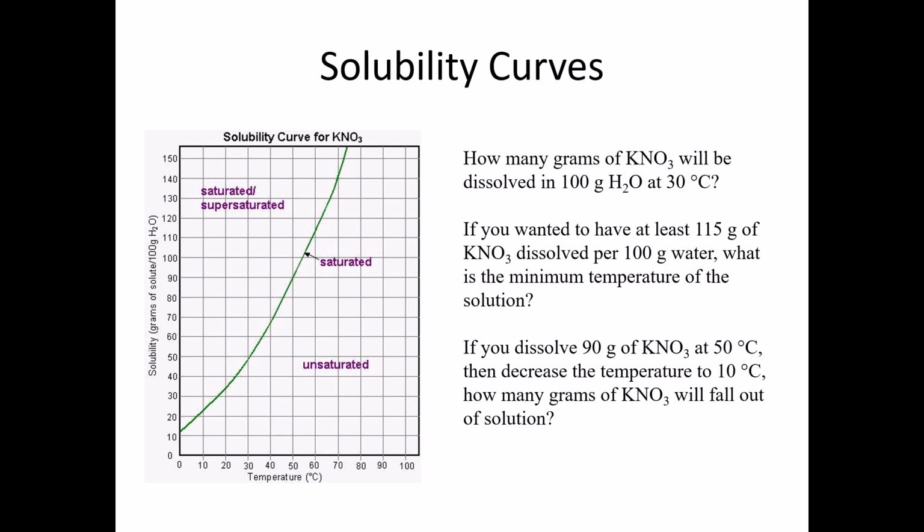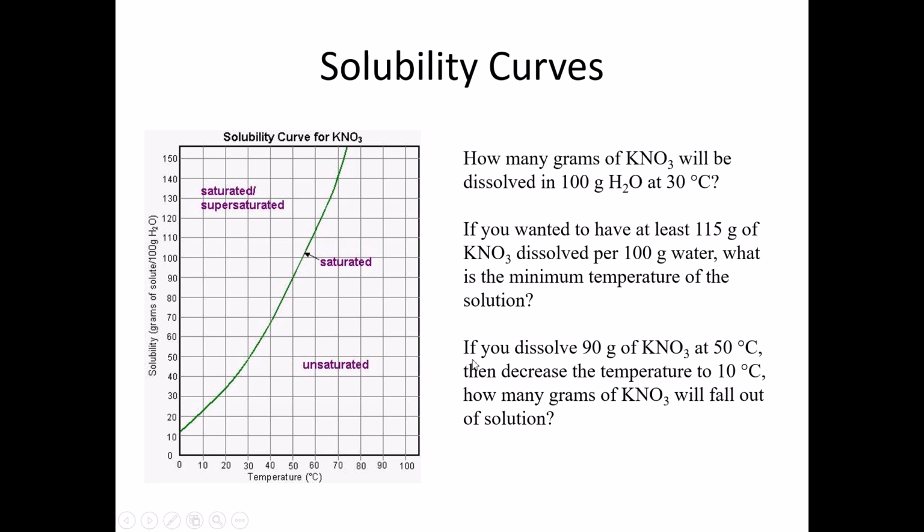All right, so if I wanted to go to the second question, if I wanted to have at least 115 grams dissolved per 100 grams of water, what is the minimum temperature I can have? All right, so now we're going to start on the y-axis. So 115 grams is about here. We're going to go all the way across to our green line, and it looks like we need to have a little bit over 60 degrees Celsius. So maybe 62 degrees Celsius in order to get all that 115 grams dissolved.